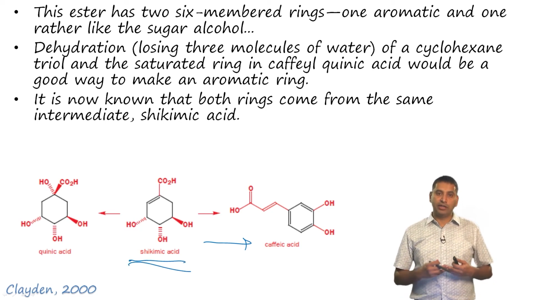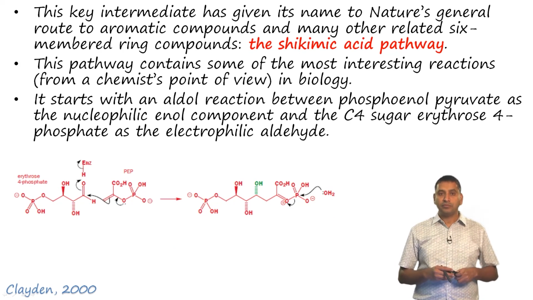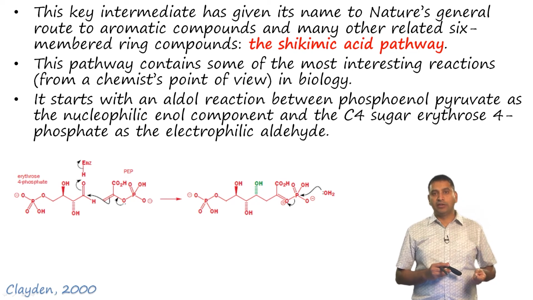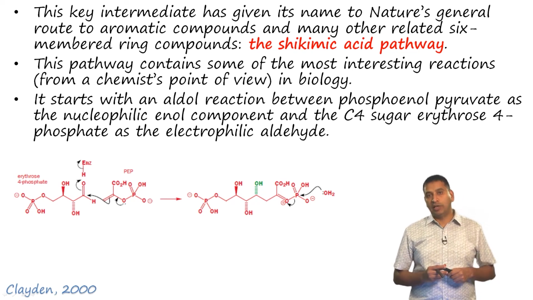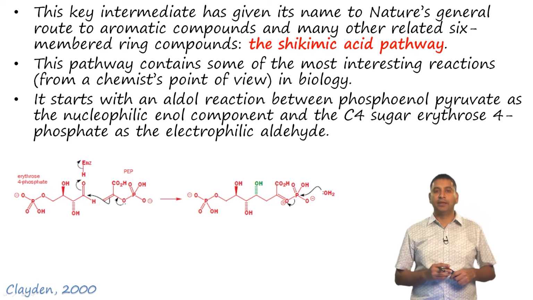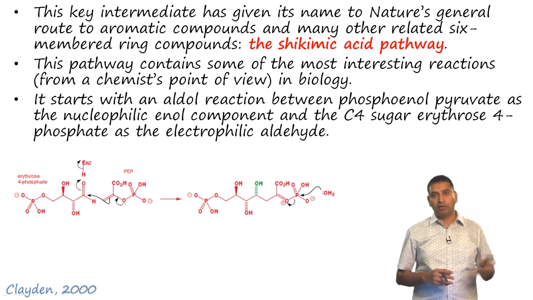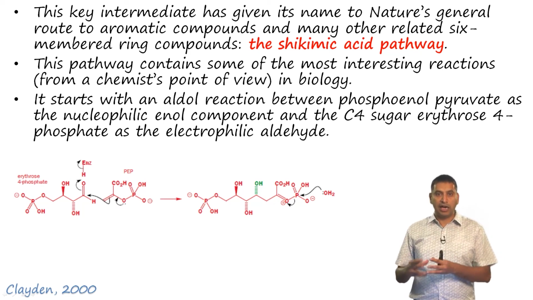So, we shall now look at the biosynthesis of shikimic acid, or conversion of shikimic acid to an aromatic ring. The key intermediate has given its name to nature's general route to aromatic compounds and many other related 6-membered rings, which is called the shikimic acid pathway. This pathway contains some of the most interesting reactions in biology, especially from a chemist's standpoint. It starts with a very interesting aldol reaction between phosphoenol pyruvate, which we have looked at previously, as the nucleophilic enol component, and a C4 sugar, erythrose 4-phosphate, as the electrophilic aldehyde.